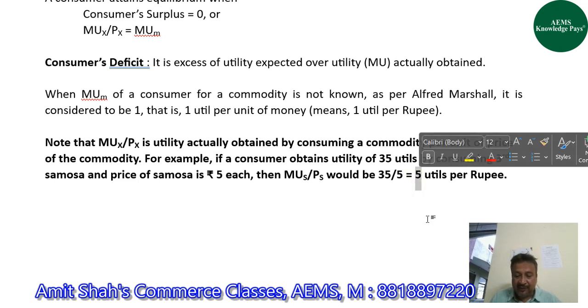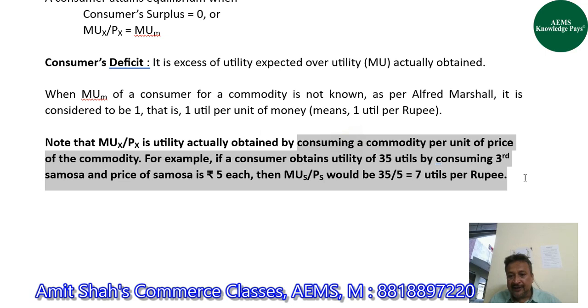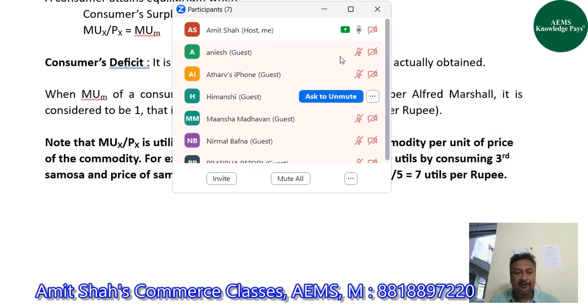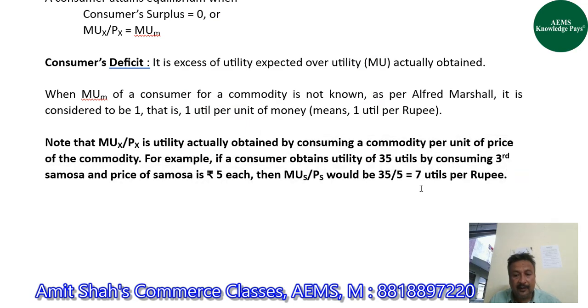Sorry, 7 it is. I'm sorry. Yes, 7 utils per rupee. Have you got this, guys, or not? Aryan, Himanshi, Mansha, Anish, Manveen, Athav, Manvi. Yes. Yes, sir.